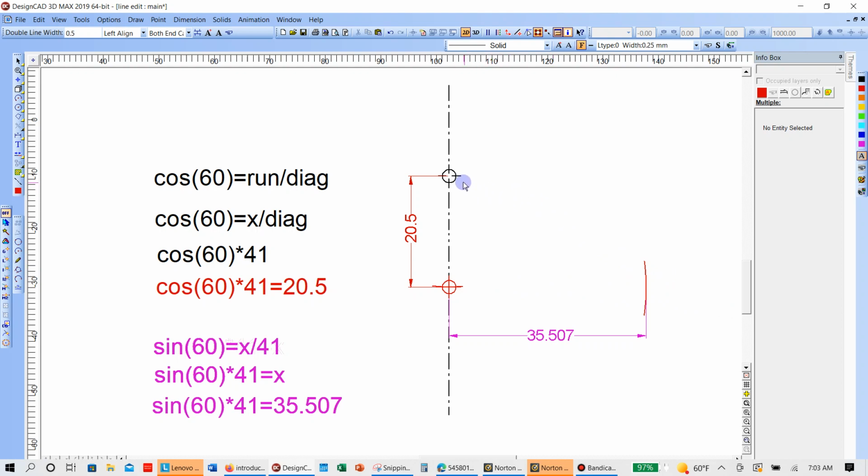And then we already know this one's 41, so F3, 41. And where that intersects this one, that's our 30 degree angle. So if we draw right here, we know that's 41, F4, F5, F4, enter. So that's our wall line, and then we'd offset that wall. I think it was a 2 foot thick wall. That's how you lay it out.